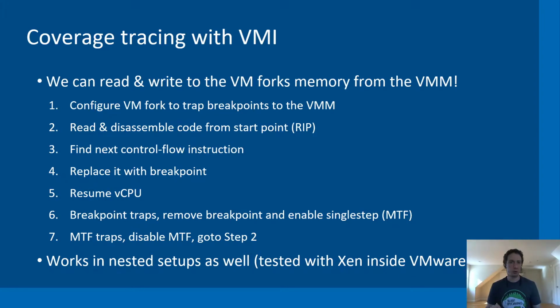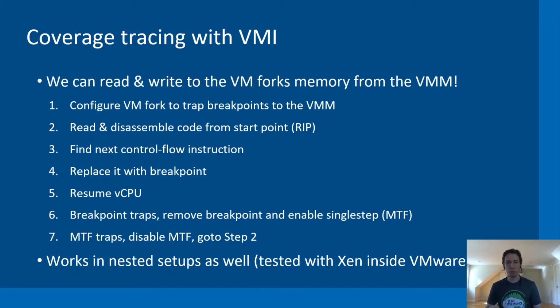From the hypervisor perspective, we can read and write the VM fork's memory. And what this means is that we can place breakpoints into the VM's execution, into the code regions that are executing right now. And breakpoints are also something that can be configured to trap to the hypervisor. So what we will do is read and disassemble the code from the start point, so this would be the first harness in the code, and find the next control flow instruction. We would replace that with a breakpoint and let the VM run.